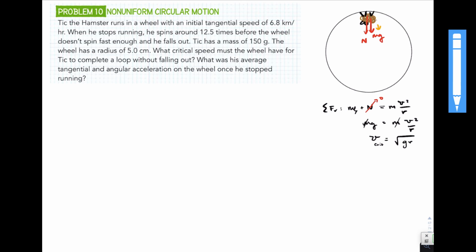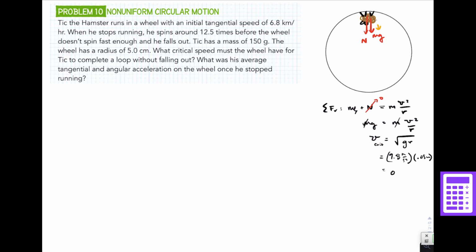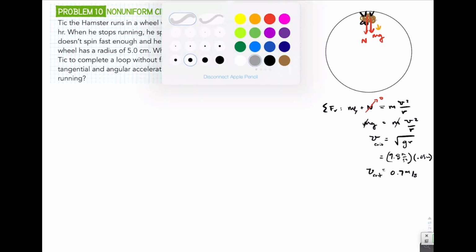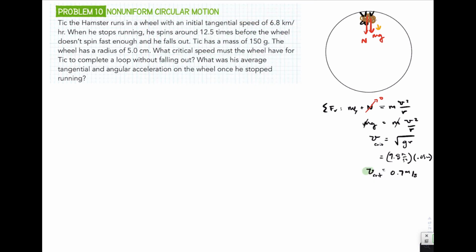So we can plug in our values. That's going to be the square root of 9.8 meters per second squared times 0.05 meters. So our minimum speed should be 0.7 meters per second. So we'll call that V critical, or V critter in this case. And we'll just save that for later. Okay, that's our first part of the problem.